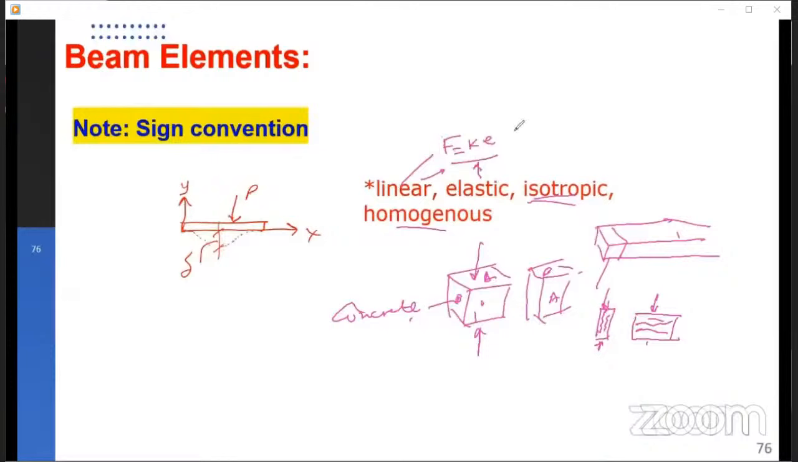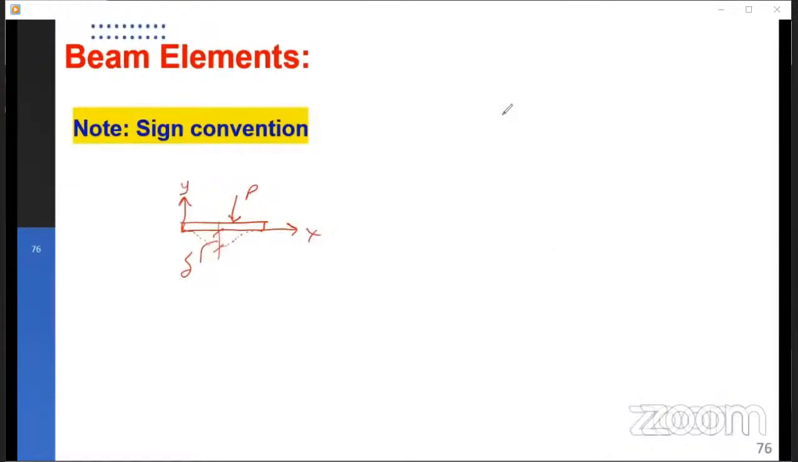Now, when we talk of derivation, there is the issue of the sign convention. So there are a few things that you have to note in finite elements when you are deriving the stiffness matrix and the finite element equation for the beam element. The issue of the sign convention is as opposed to what you have been considering for the normal beam theory.